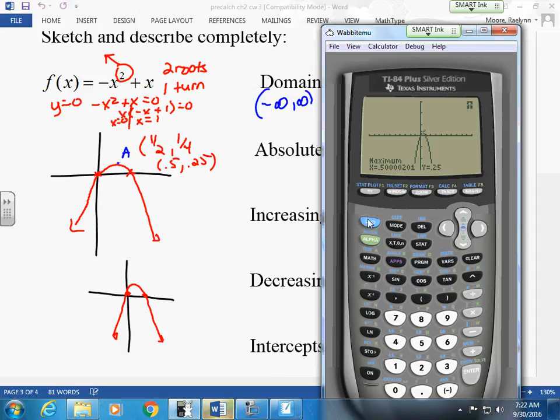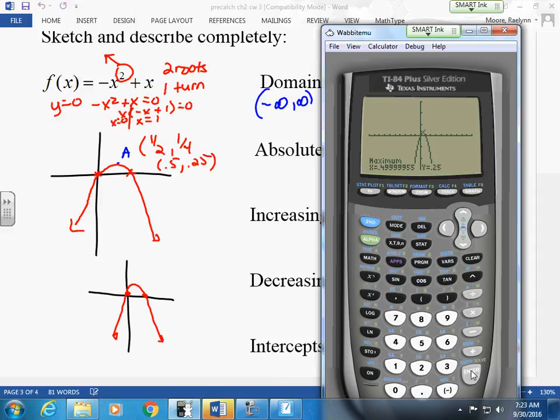Now another way to do this is with your cursor. If you're more comfortable doing this with your cursor, do it with your cursor. Come down here and bring your cursor to the left and hit enter. Bring your cursor to the right and hit enter. And then guess. It gives you the same thing. Now see here, it's doing the opposite way. It's saying 0.499999, that is 0.5. Or 1/2. Everybody can find the max using it either way, whatever way you're comfortable.